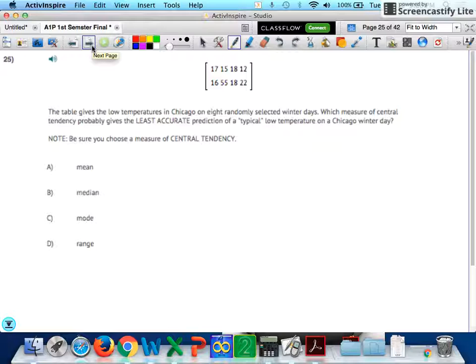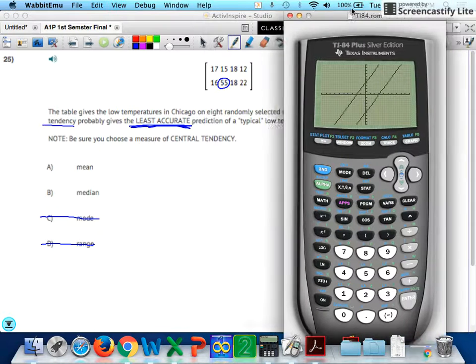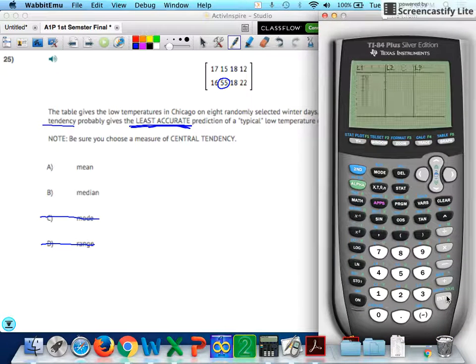25, table below, temperatures in Chicago. We want to know which measure of central tendency gives the least accurate prediction. A little note, it says be sure to choose a measure of central tendency. Well, we know our only measures of central tendency that we use are mean and median. Okay? Next, I want to know, is this data skewed? When you look at it, it looks like it probably will be because this is going to be an outlier of 55. But just to be safe, you can hop in here in your calculator. When you go stat edit, you can see you've got your lists. You type in your data.